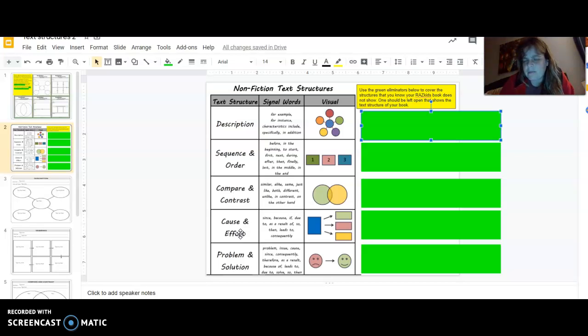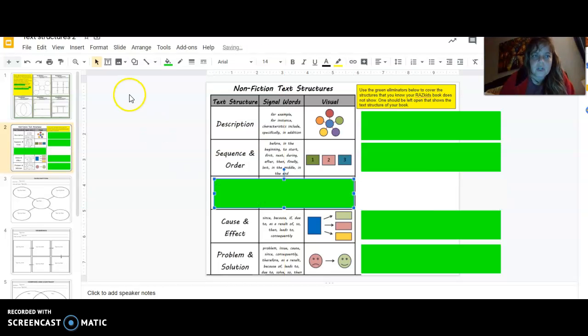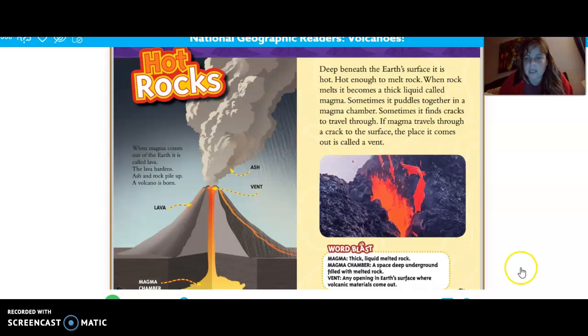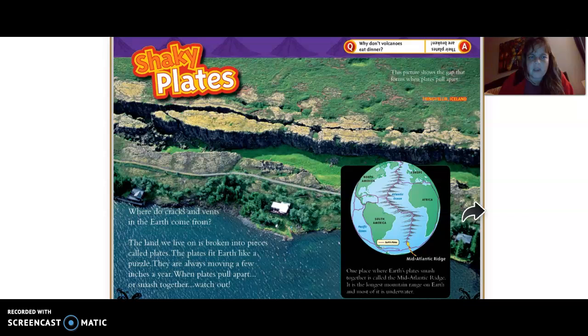It's not really talking about problem solution, although I would think that lava coming out of a volcano could be a problem, but it's not talking about that too much. Compare and contrast. I'm not seeing compare and contrast, so I know I can cover that one up. So at this point, I'm thinking, no, it cannot be compare and contrast. All right, let me go back to my book and keep reading to see if I can figure out what text structure I'm seeing the most.